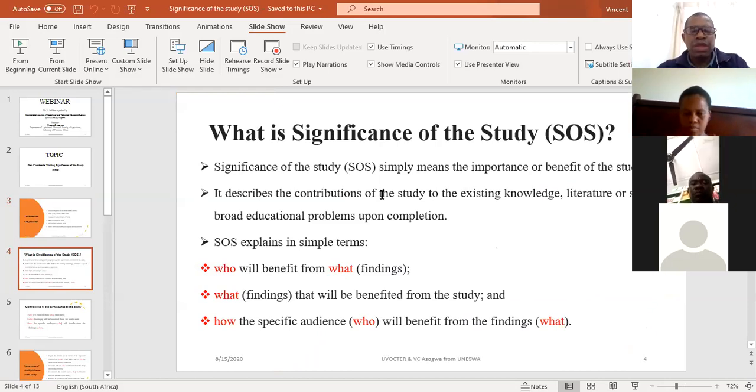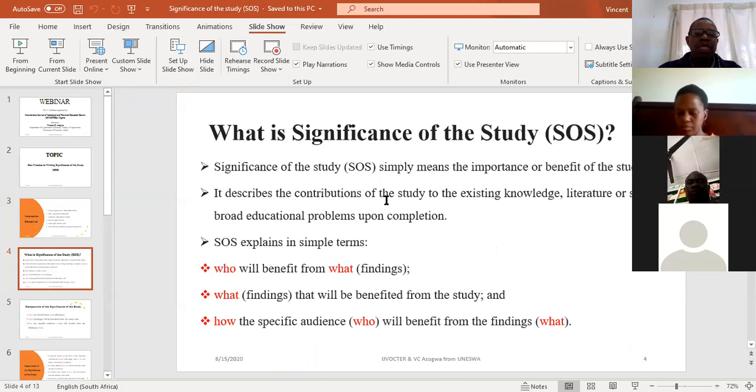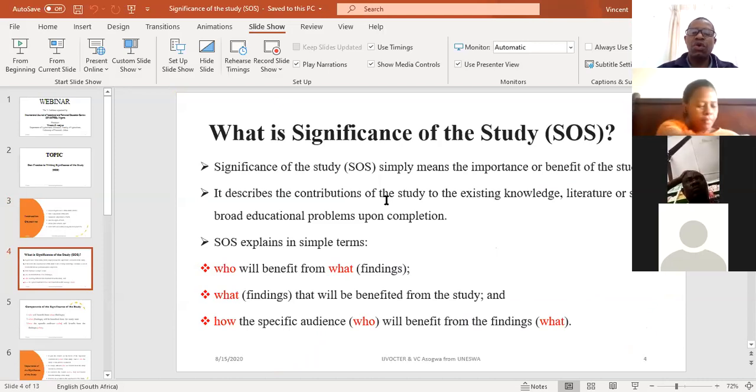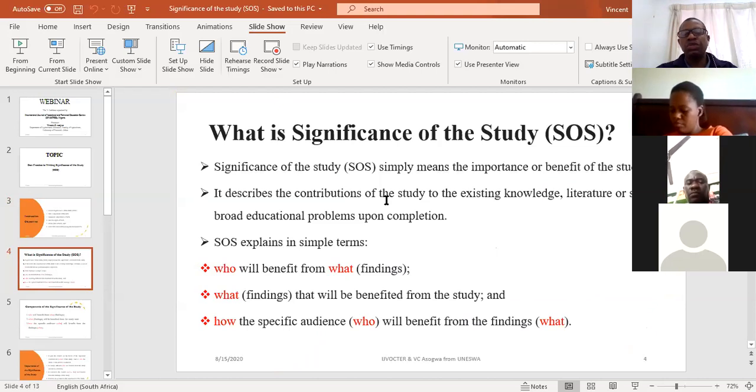Now, the first question that will occur to you if you are writing a research work is, what is significance of the study? We try to simplify it by telling you that the significance of the study is just the importance or the benefit of that study to individuals or the society, or even to the literature. In simple terms, it indicates who will benefit from a study, what the benefit of the study is, and how the beneficiaries will benefit from that study.